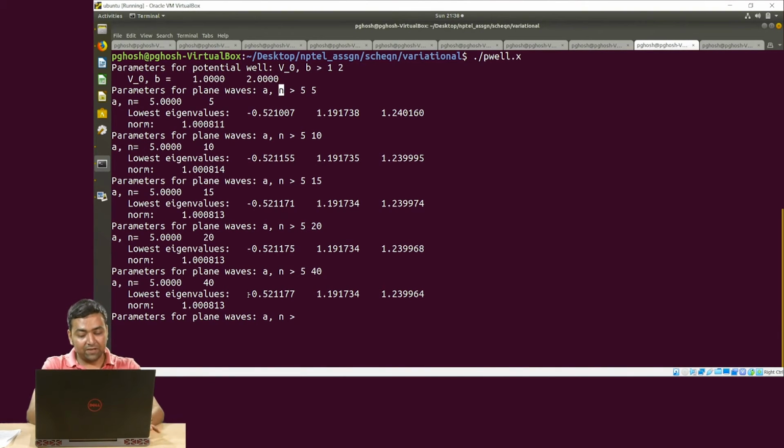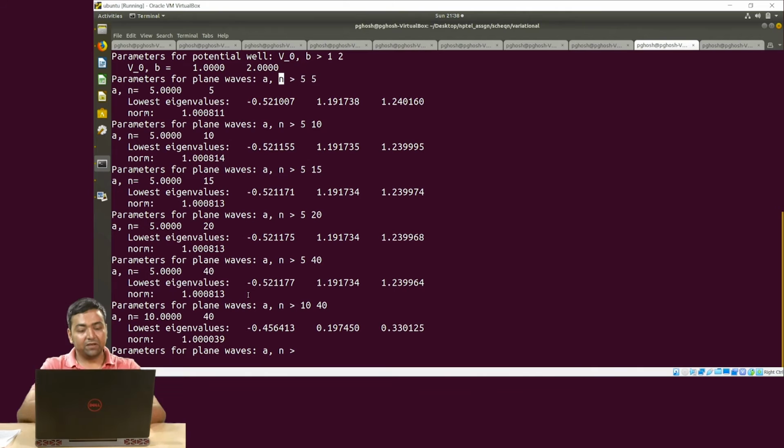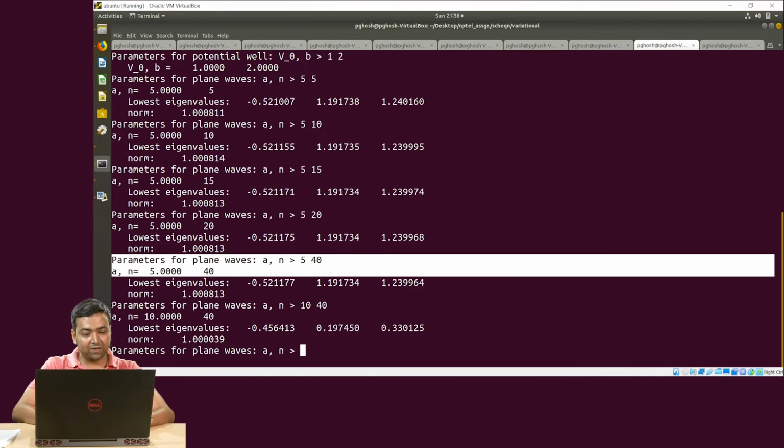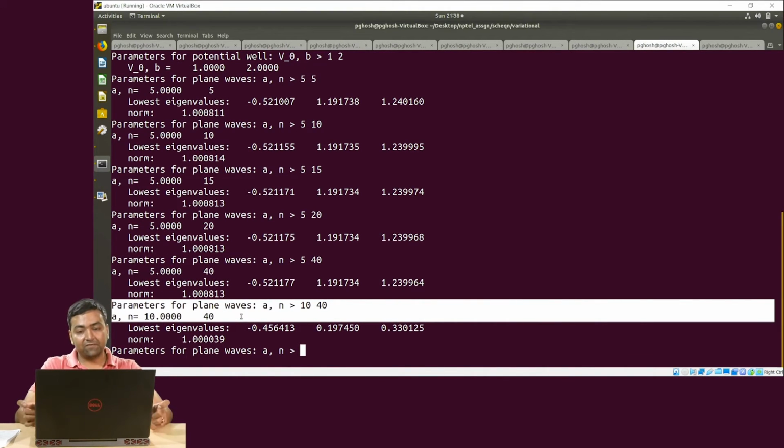Now, what I will do is increase my A, say from 5 to 10. I keep the number of plane waves the same, and then I run it again. So, if you look at the energies now, the ground state energy, when A is equal to 5 and you compare that with when A equals 10, what has happened is that the distance between the periodic images has increased. What it means is that now the interaction between the two square well potentials has reduced.